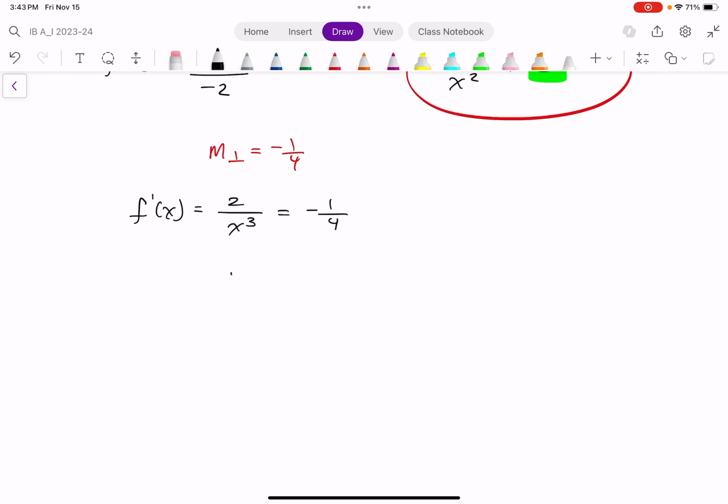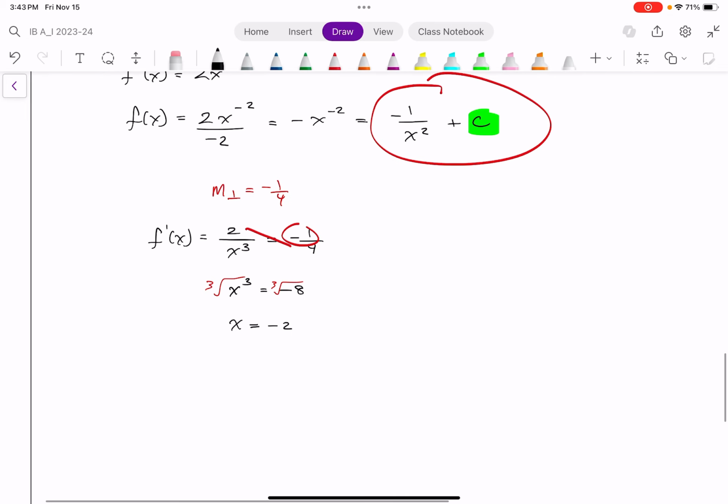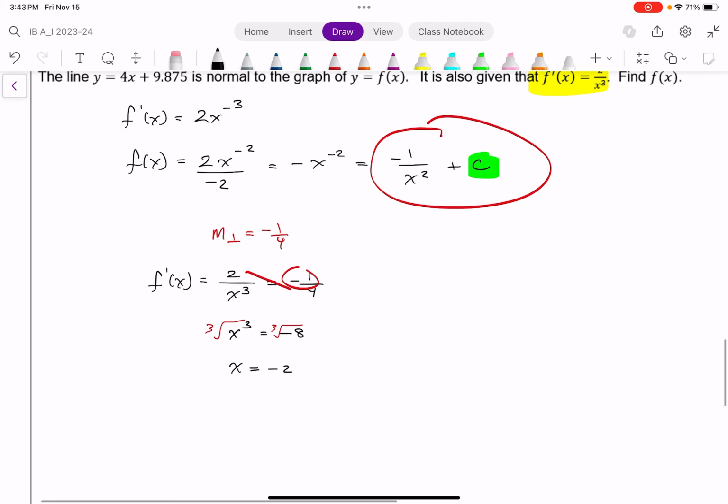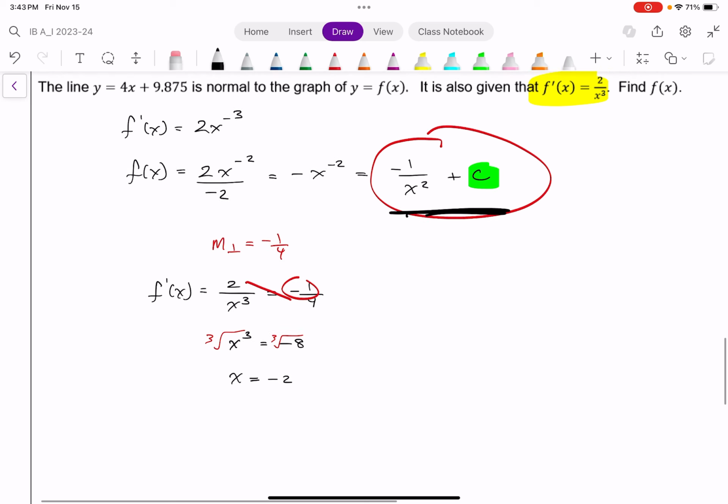Pretty quickly, I know that x cubed must equal -8, solving for x cubed. Right, I'm essentially just cross multiplying, 2 times 4 divided by -1, or however you want to approach it. Cube root both sides. And that means x must equal -2, which means when x is -2, this function here has a slope that's -1/4. Or more importantly, when x is -2, this function here crosses this normal line.